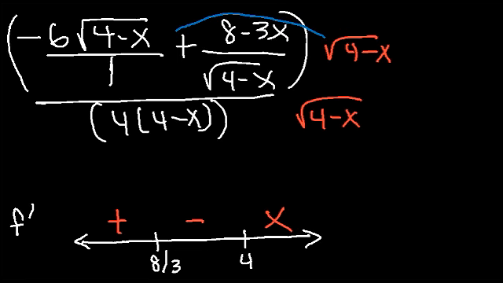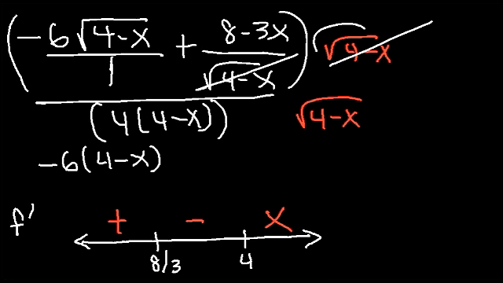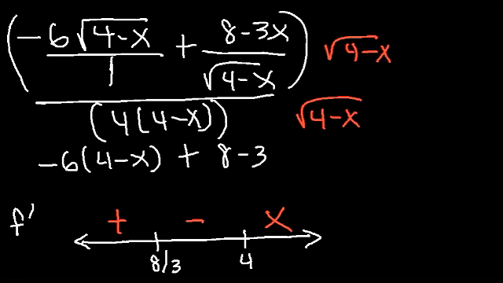What is that going to be? The radicals will cancel, and we're going to get what's inside, which is simply 4 minus x. So it's going to be negative 6 times 4 minus x. And then these two will cancel once we distribute this to this term. And that's just going to be plus 8 minus 3x. On the bottom, we can just simply put it together.